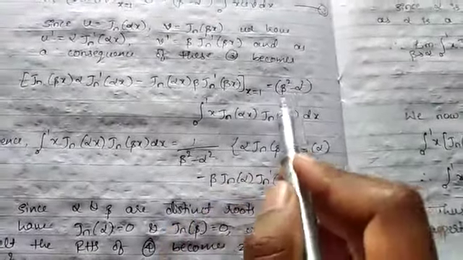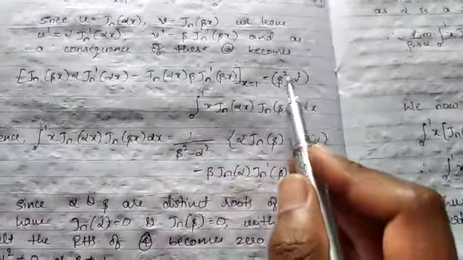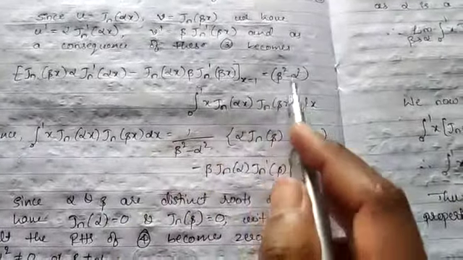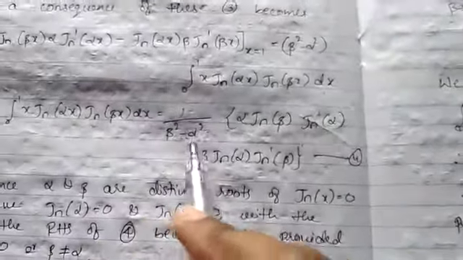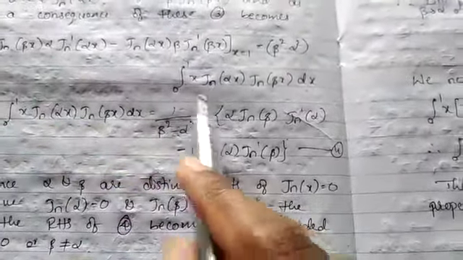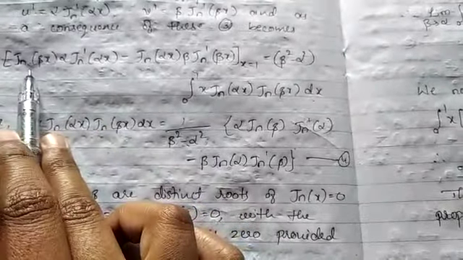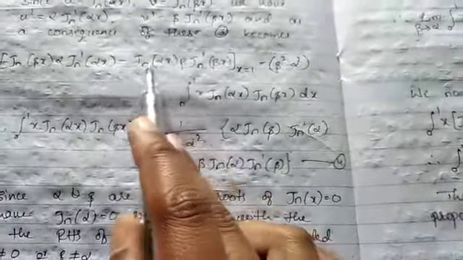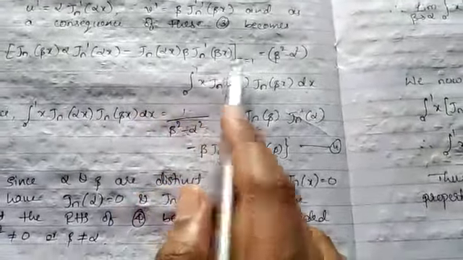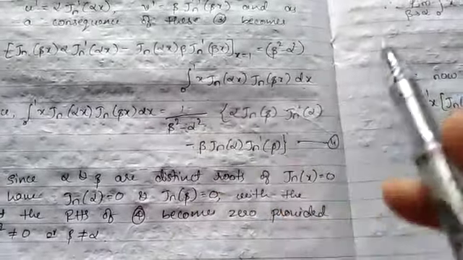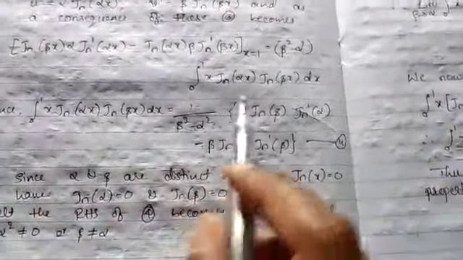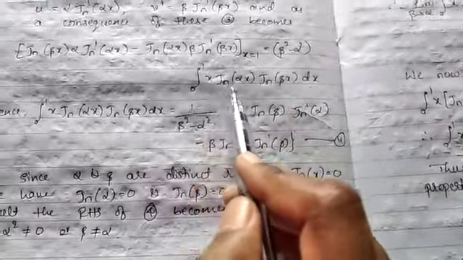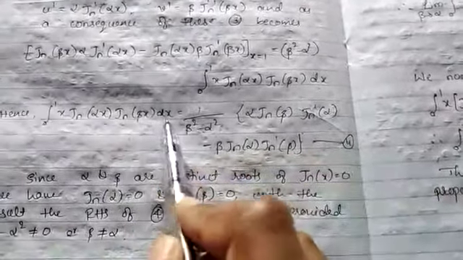Next, first take this, and taking beta square minus alpha square to this side, it becomes 1 divided by beta square minus alpha square, times alpha into Jn of beta x and Jn dash of alpha x minus beta into Jn of alpha x and Jn dash of beta x, equal to the integration from 0 to 1 of x Jn of alpha x and Jn of beta x dx.